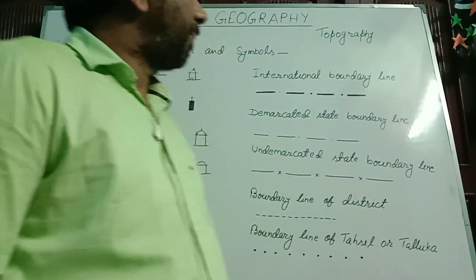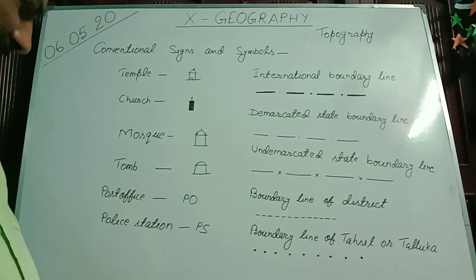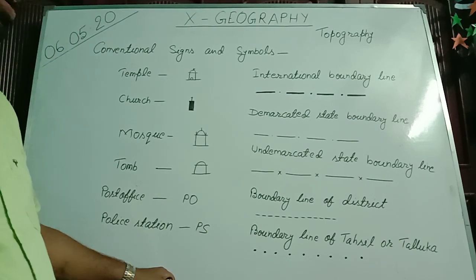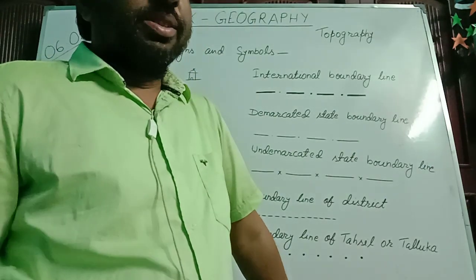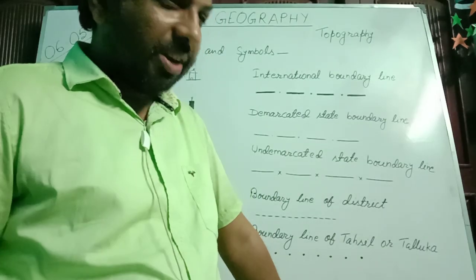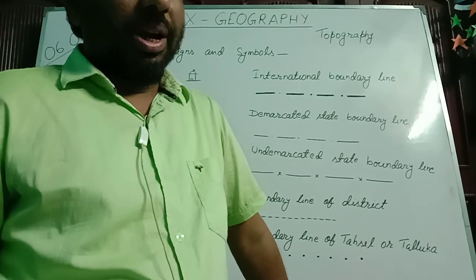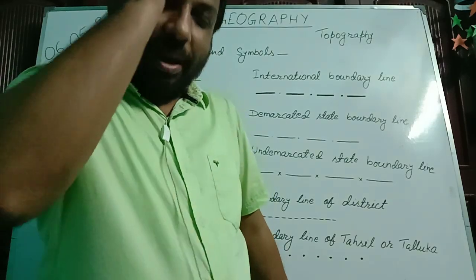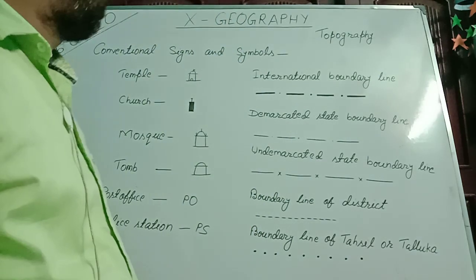In this period of geography, we are seeing the conventional signs and symbols that are used on the topo sheet. And this is the last class of topography. After that, we are going to start the explanation of the chapters that are in our syllabus. Map pointing will be taught after the explanations of the chapters. For that I have to manage the map. So for the time being, let us see the explanation.